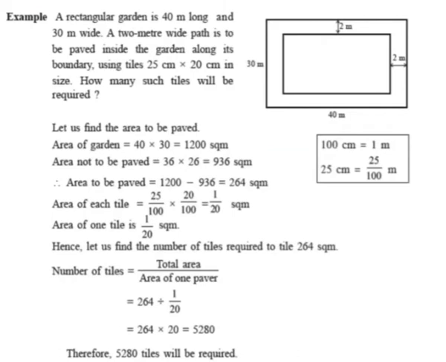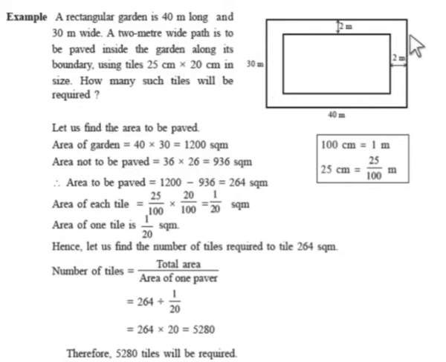So children, you have to do this activity by your own. Now let us take an example. A rectangular garden is 40 meter long and 30 meter wide. A 2 meter wide path is to be paved inside the garden along its boundary using tiles 25 centimeter into 20 centimeter in size. How many such tiles will be required? Children, what is given in this example? Let's go through it first.